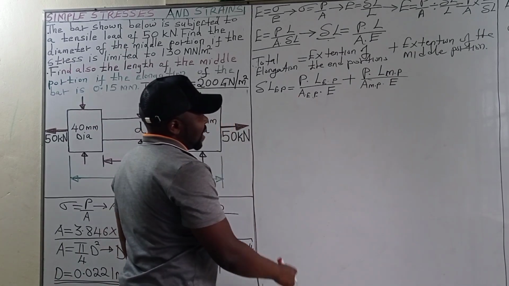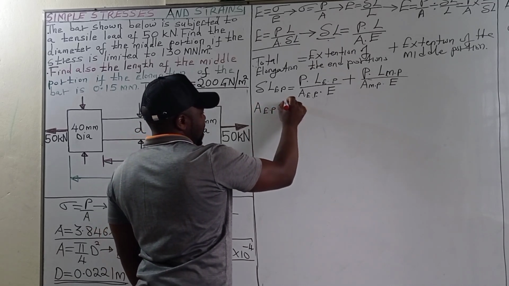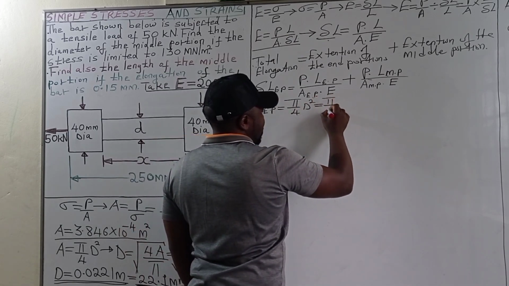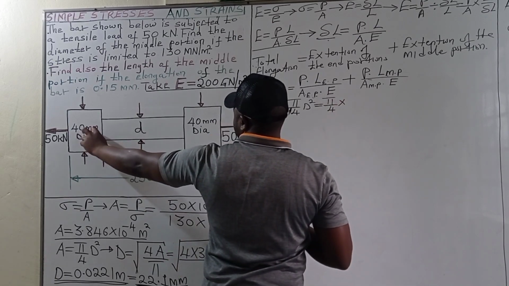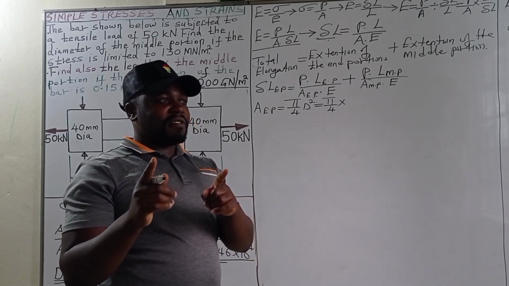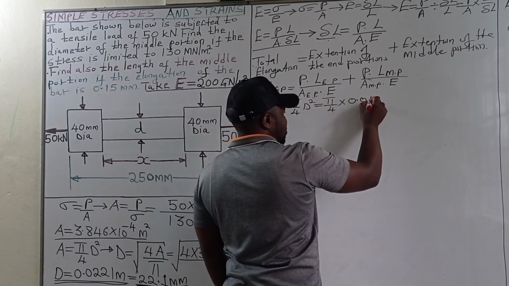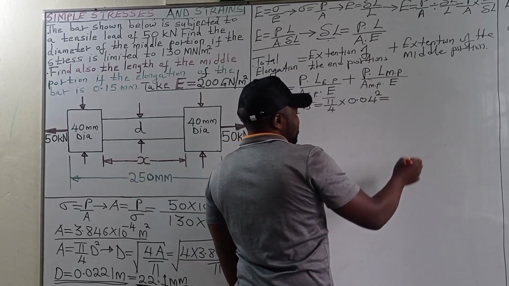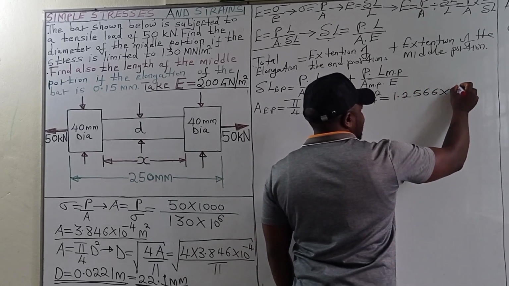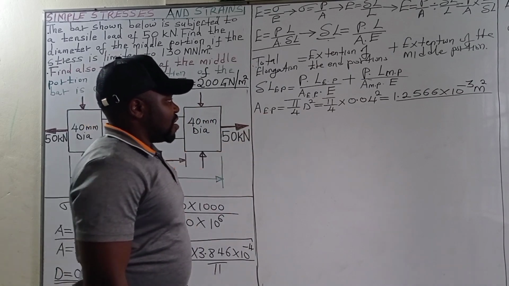Now, let's determine the area of the end portions. The area of the end portions will be given by pi over 4 d squared. In this case, this is going to be pi over 4 times the diameter of the end portion, 40 millimeters. We convert that to meters. We divide 40 by 1,000, since 1 meter is equivalent to 1,000 millimeters. When you divide 40 by 1,000, that's going to be 0.04. We square that, and this is going to give us an area of 1.2566 times 10 raised to the power of -3 square meters. So that is the area of the end portions.